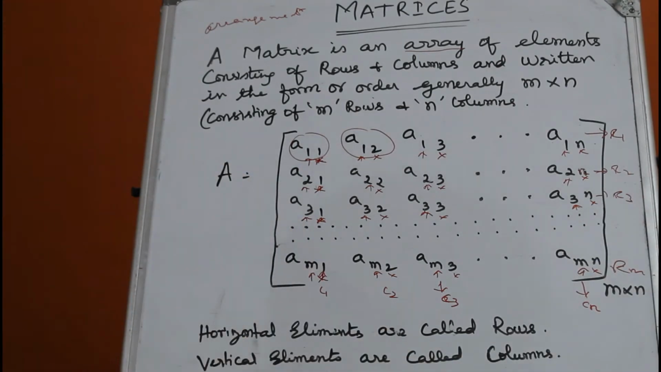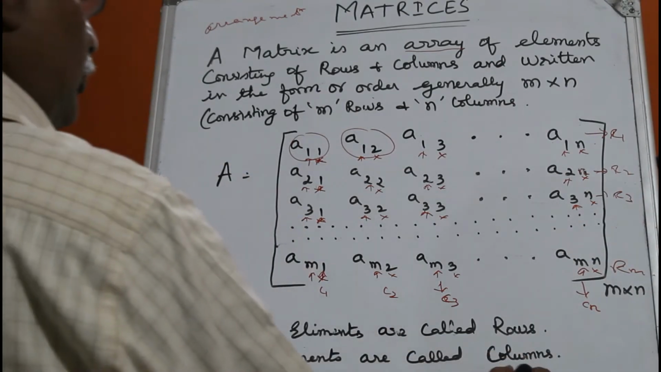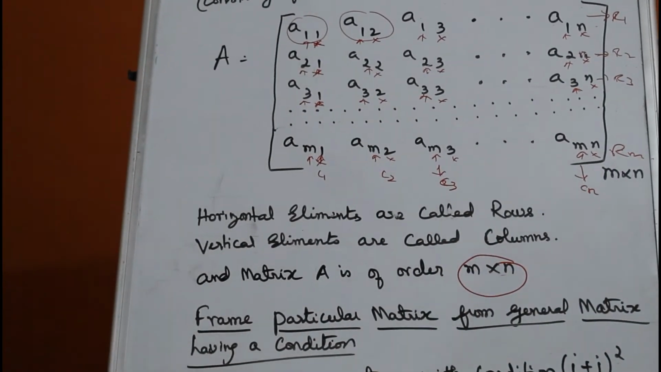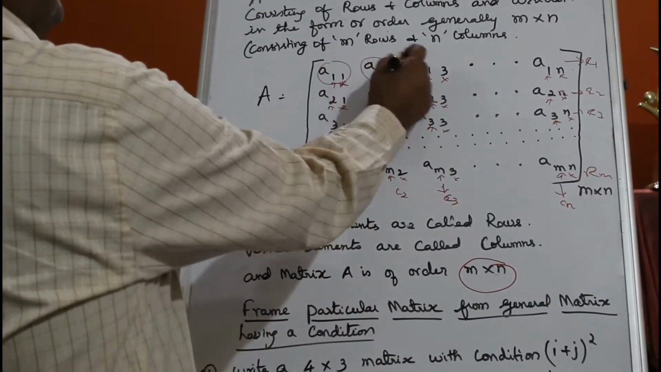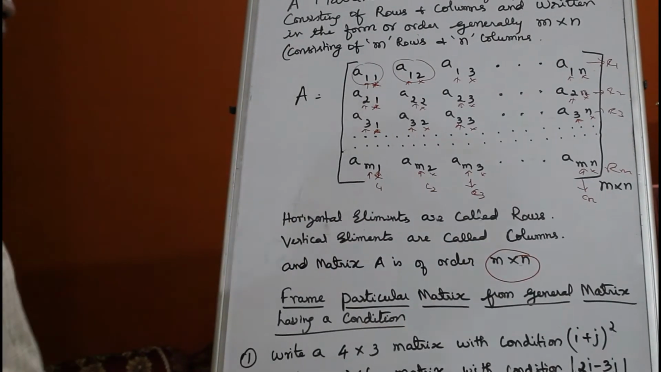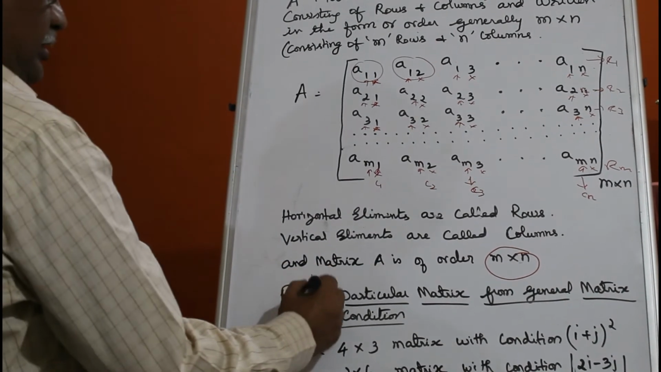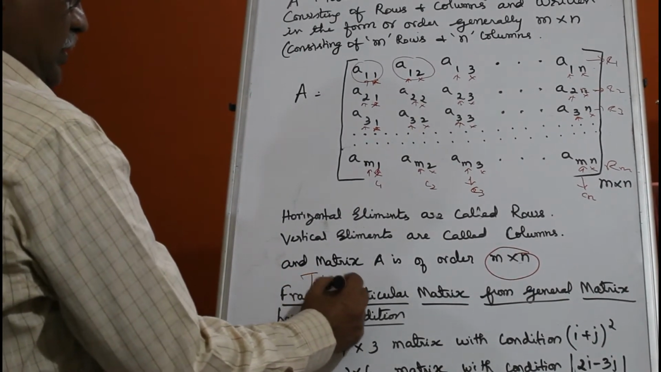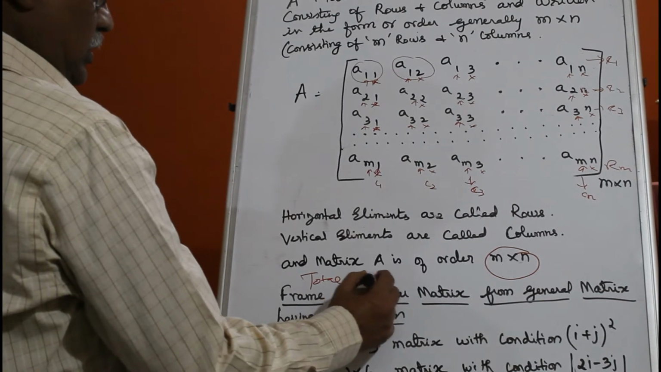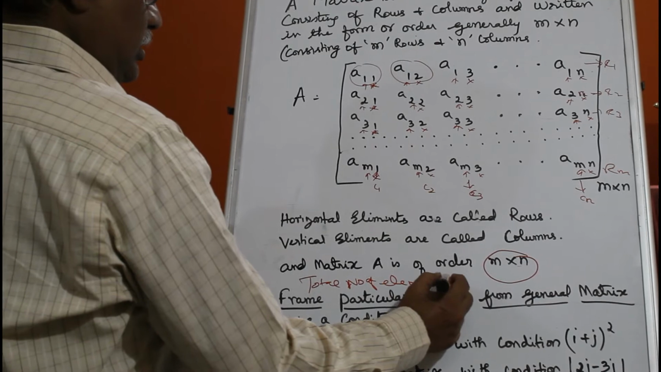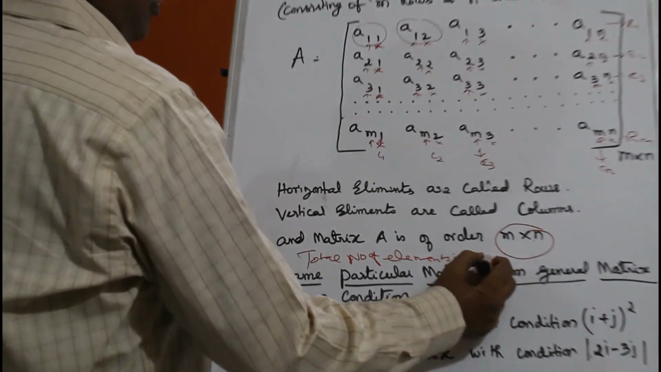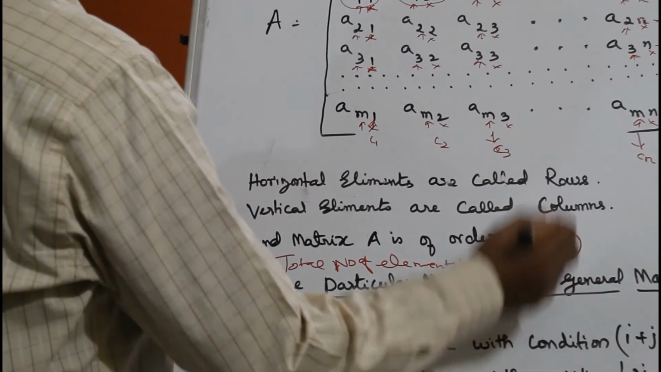So the matrix is written as M rows and N columns. It's called order of a matrix. So this is the general form of a matrix. And these are called elements. And the total number of elements is M into N, equal to mn.